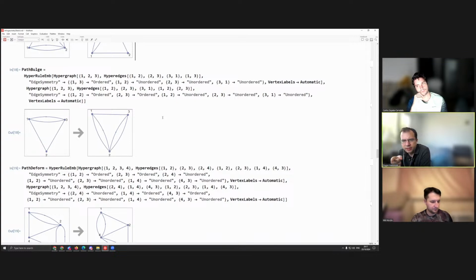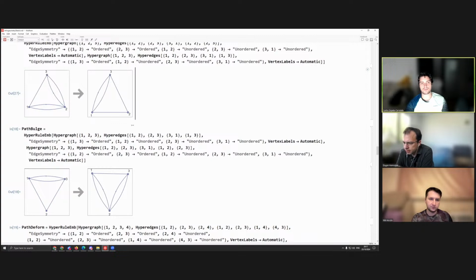Also, are these rules sensitive to directed versus undirected? No. So right now these rules, okay, these rules are a little bit hacky in the sense that to use our Padlet to do the rewriting, we assume that undirected edges are sort of space stuff, and directed edges are path stuff, right?